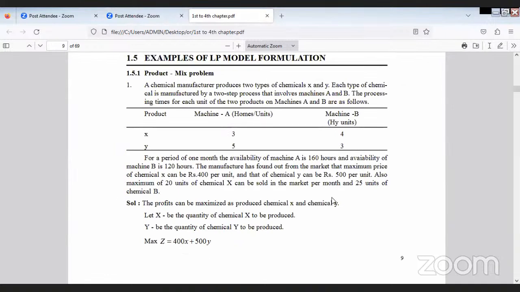The manufacturer found from the market that the maximum price of chemical X can be 400 and of chemical Y 500 per unit.